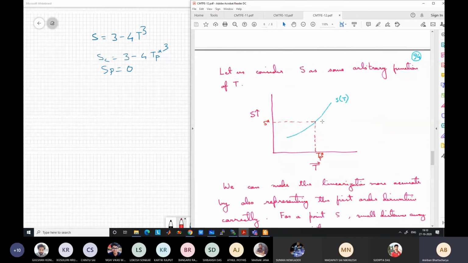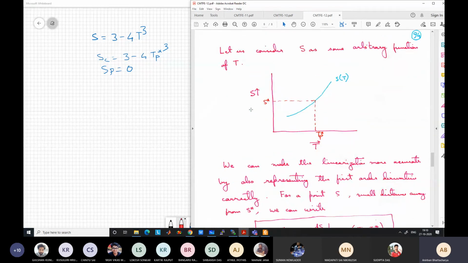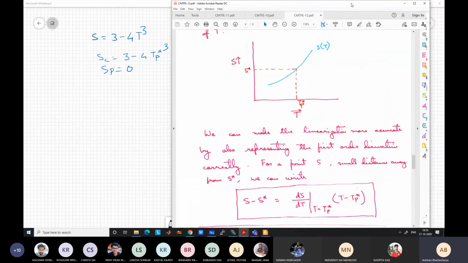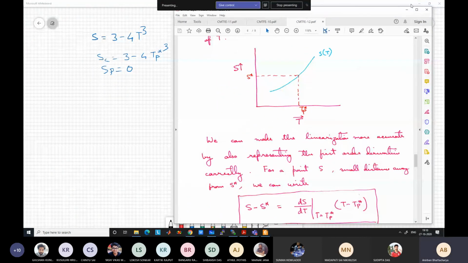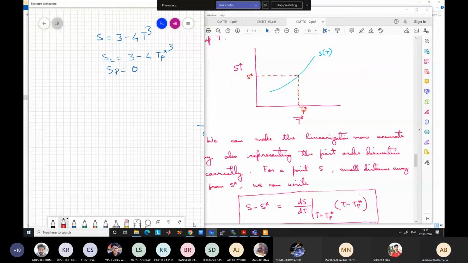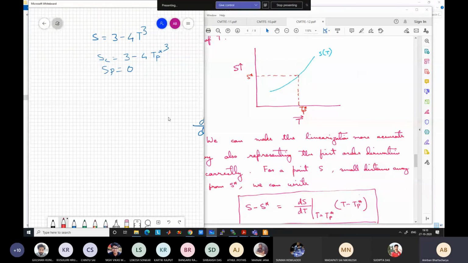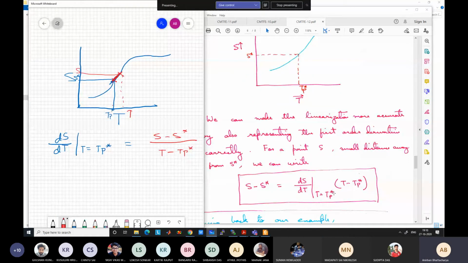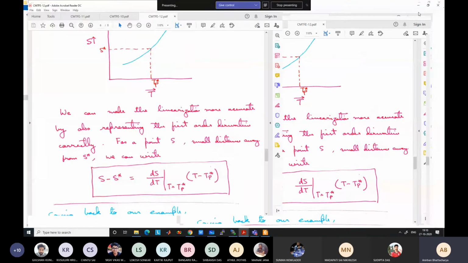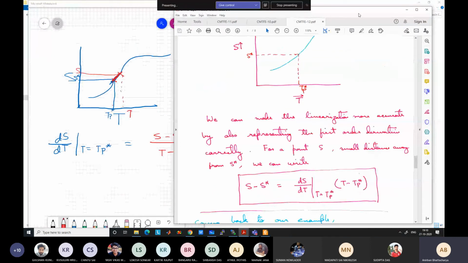The same thing that I am showing here is given here. At some TP star value, we have a value of the source term S star, and the slope is represented like this. So S minus S star is equal to dS/dT at T equal to TP star, into T minus TP star. This is the better way of linearization. How will this work out? Let us see the case for this.